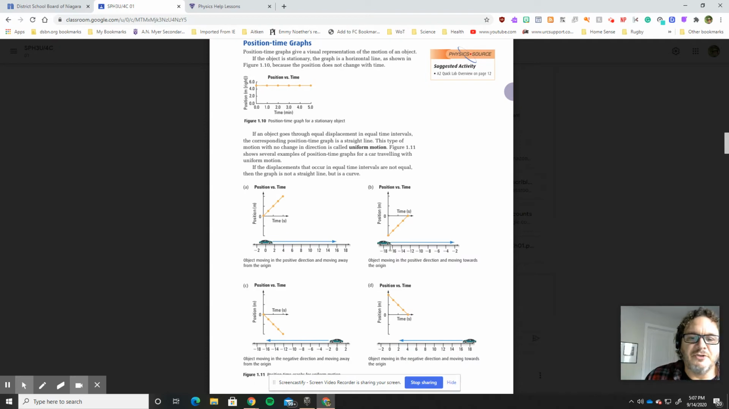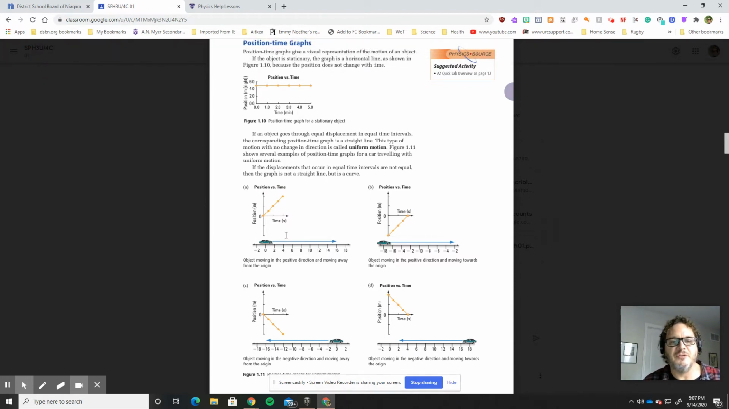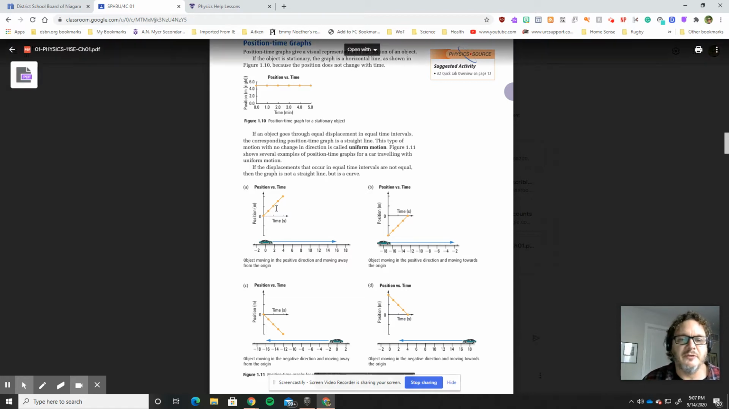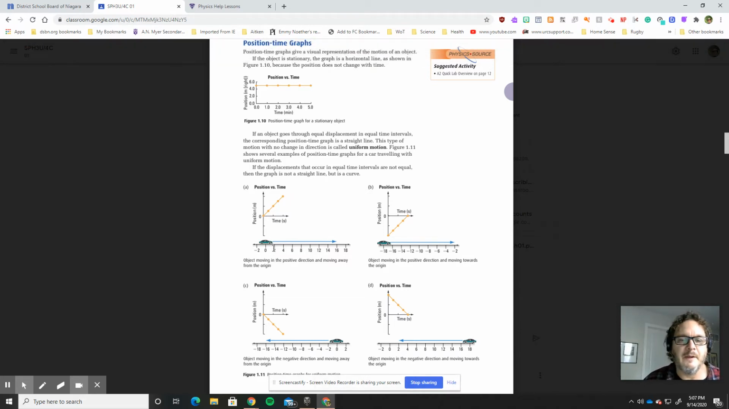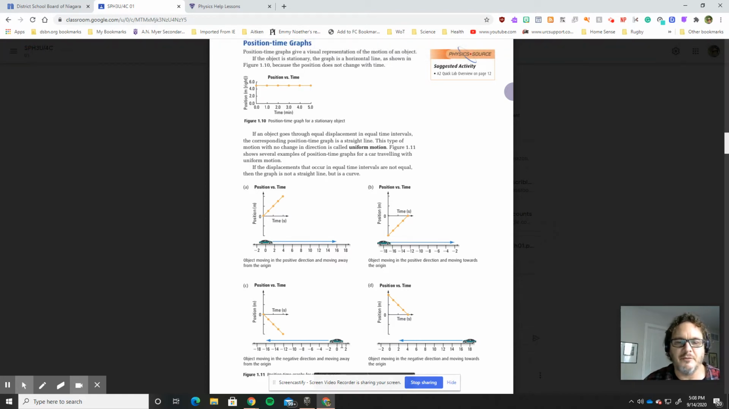When we're talking about position time graphs, and this is about how far we got today, we got into section 1.2. The slope of the graph is the velocity of the car in a position versus time situation. So the steeper the slope, the faster the car is going. If it slopes up, that means the car is moving in the positive direction from the origin.